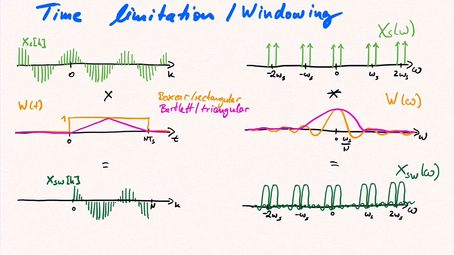Its main peak has twice the width compared to the sinc resulting from the boxcar window, but the ripples decay much faster. As a result, when using a triangular or Bartlett window, the spectrum Xsw of omega will have wider peaks but less ripples.